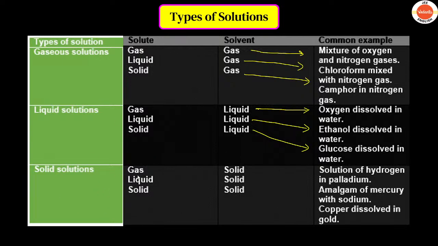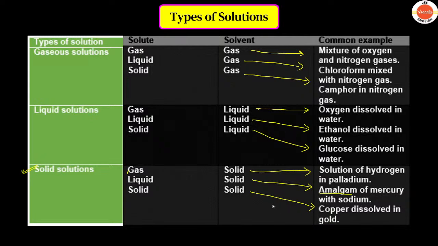Now we come to solid solutions. I told you, don't be surprised that solid solutions don't occur, but they do. When the solute is gas and the solvent is solid, a solution of hydrogen in palladium is an example. Liquid in solid: amalgam of mercury with sodium. Whenever the word amalgam is there, please understand that mercury is also definitely there. Then solid in solid is copper dissolved in gold.